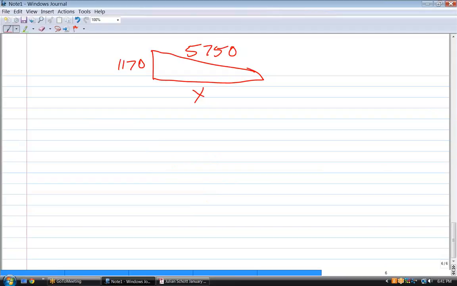The Pythagorean Theorem. Okay, keep going. So 1,170 squared. All right, I'll go that route. Is that harder? Not really. No, you're starting with the Pythagorean Theorem. Go ahead. All right, and then plus, is it 5,750 squared?